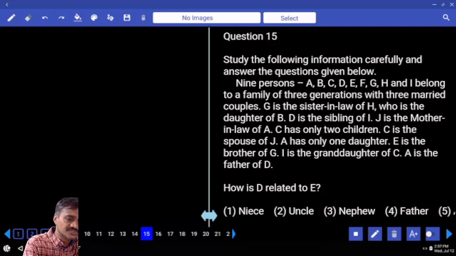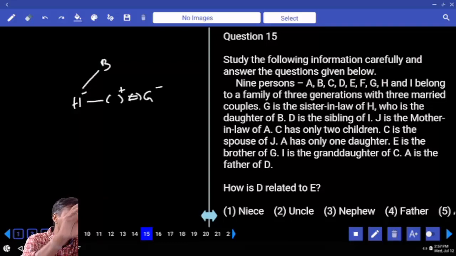And G is the sister-in-law of H. Now this H is the daughter of whom? H is the daughter of B. Maybe H's brother's wife, that is G, that is one possibility I am talking about, isn't it? Another possibility can be H's spouse's sister. So the second one is the spouse's sister.